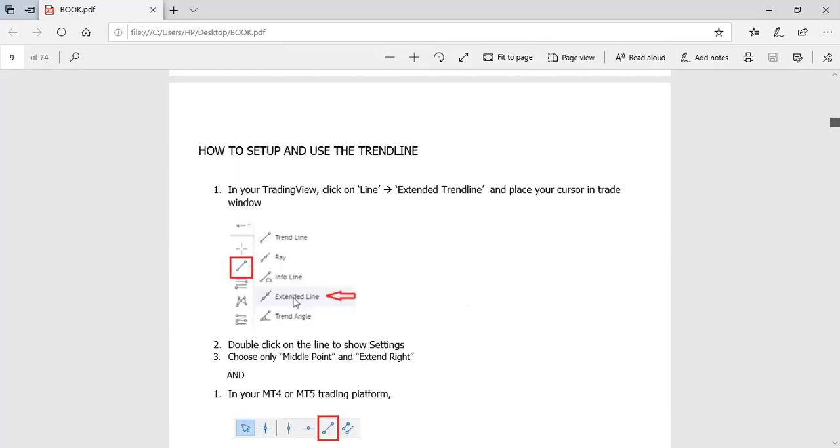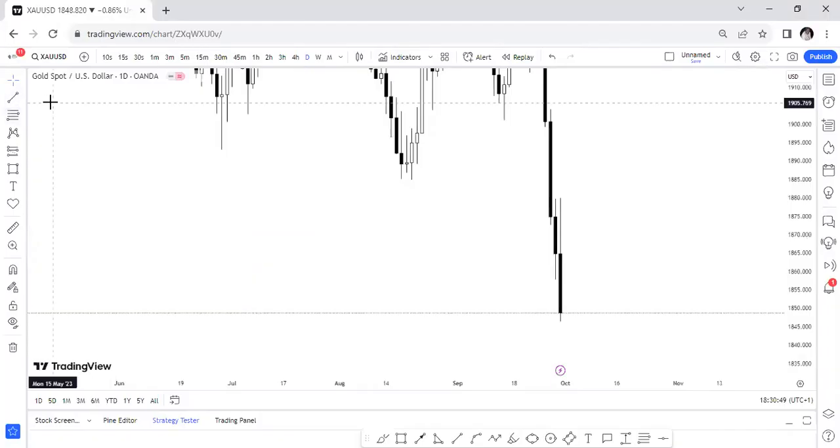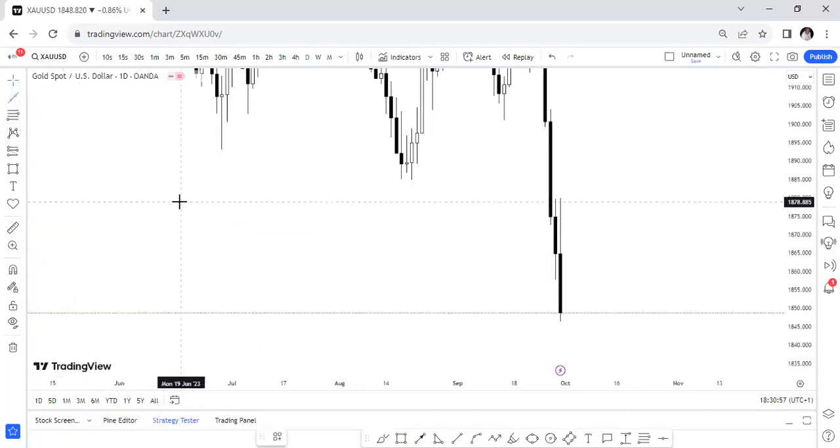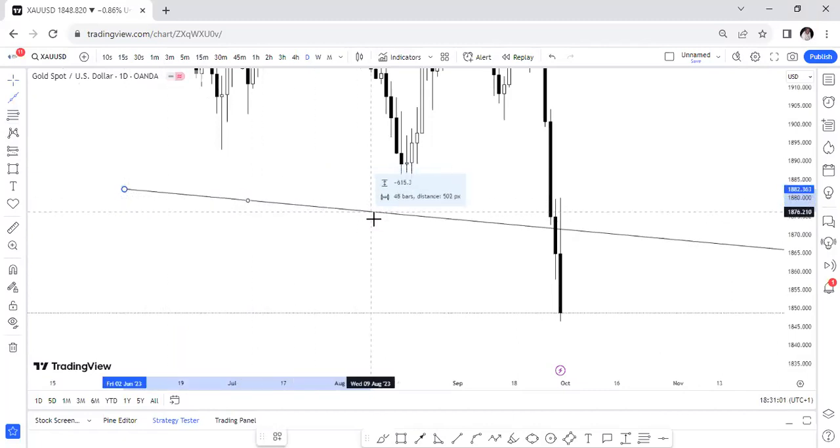Then how to set up your trend line. If you are new to setting of trend line in your trading view, this is what you are going to do. This is where you are going to find the trend line. You come to your trading view, under this panel, trend line tools. You choose the extended line. Then you place your cursor on the distance.